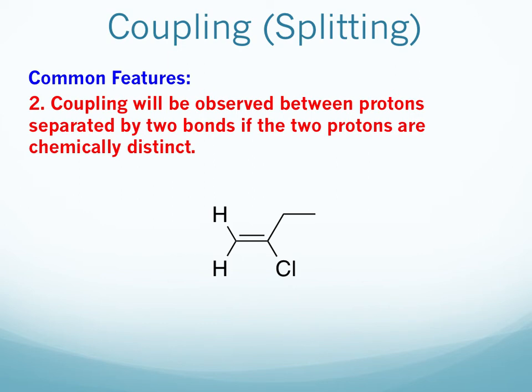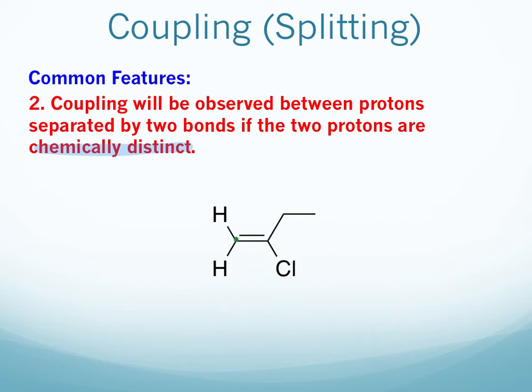Okay, the second thing that is common, but you won't see this a lot, especially in this course, but I do want to point out that it is possible, is that there can be coupling between 2 protons on the same carbon. That typically occurs in things like alkenes. So both of these are on the same carbon in green. The reason that they couple with one another is because they're chemically distinct.